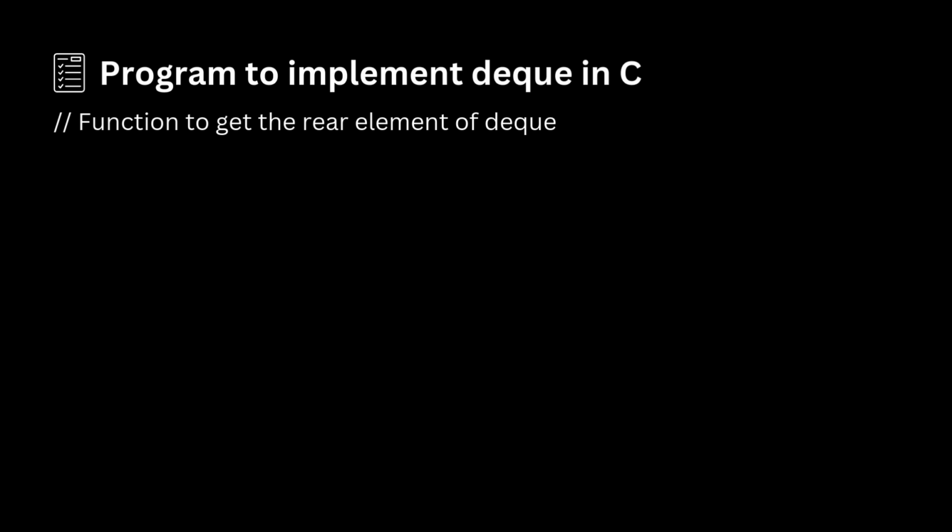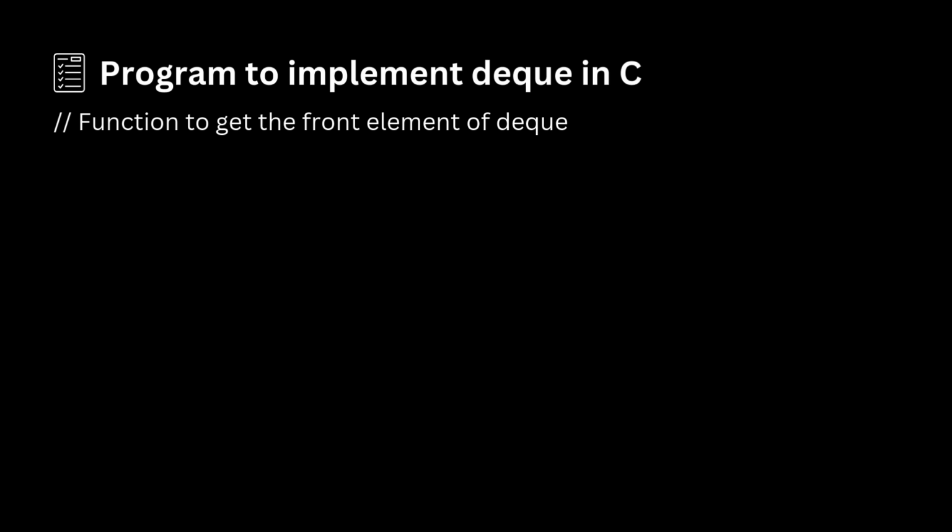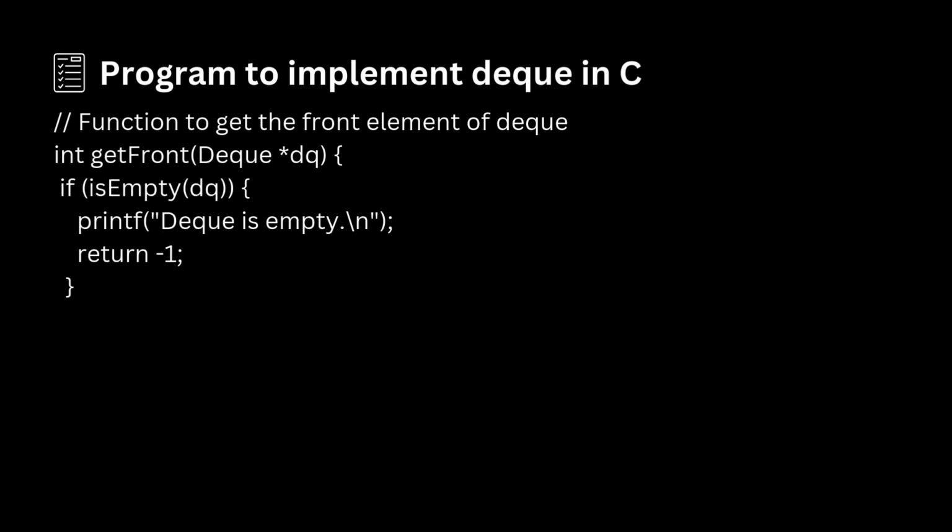Function to get the rear element of the Deque. The getRear function returns the element at the rear end of the Deque without removing it. It first checks if the Deque is empty using the isEmpty function. If the Deque is not empty, it returns the element at the rear end of the Deque. Function to get the front element of the Deque. This function checks if the Deque is not empty using the isEmpty function. If the Deque is empty, it prints an error message and returns -1. If the Deque is not empty, it returns the front element of the Deque.